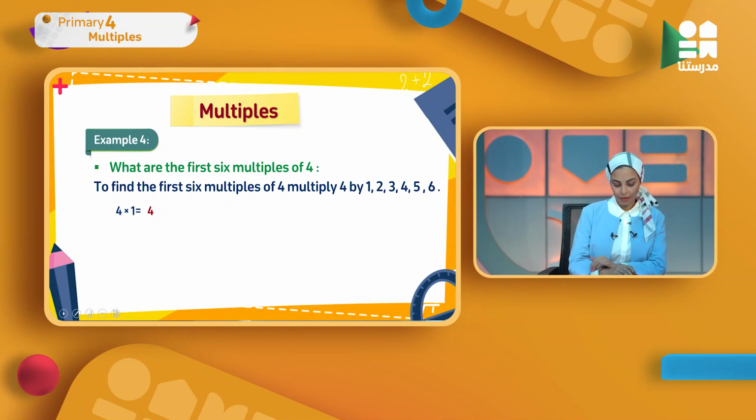Okay, now can you tell me 4 times 1 equals what? Yes, 4 times 1 equals 4. 4 times 2 equals 8. 4 times 3 equals 12. 4 times 4 equals 16. 4 times 5 equals 20. And 4 times 6 equals 24. So, what are the first 6 multiples of 4? They are the products, which are 4, 8, 12, 16, 20, and 24.